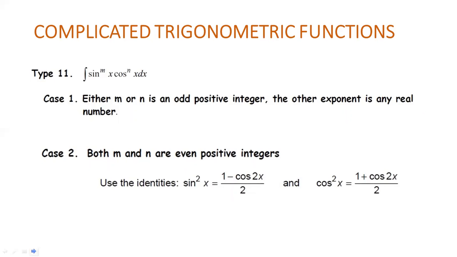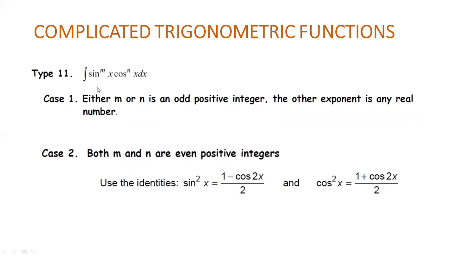So it could be under case 1, in which these two exponents m and n are odd and positive. If this is odd and positive, this could be any real number. That's under case 1. Now, under case 2, both m and n are positive, but this time even.